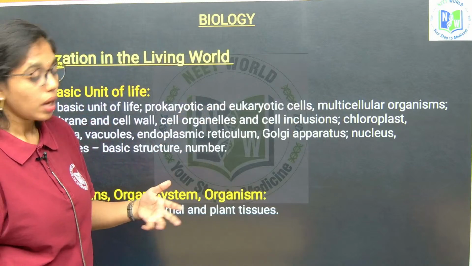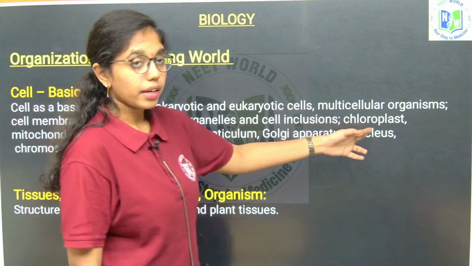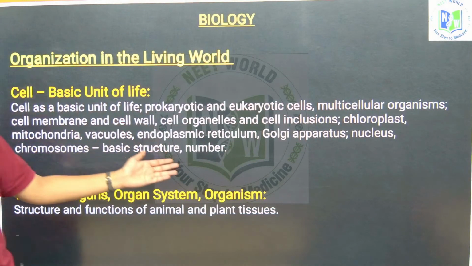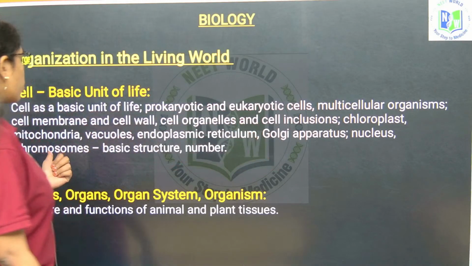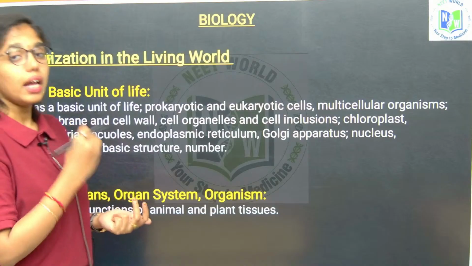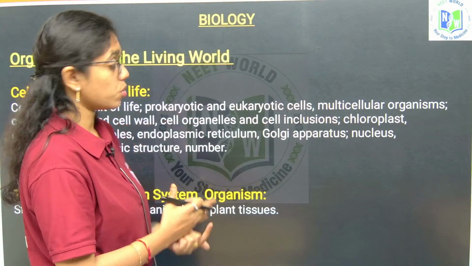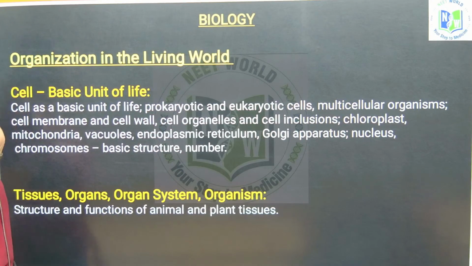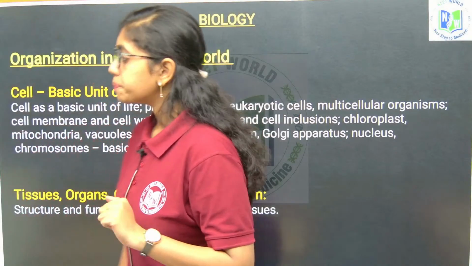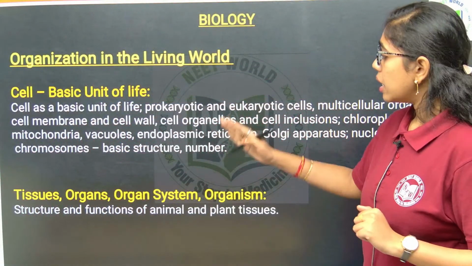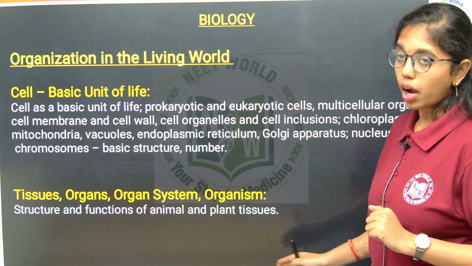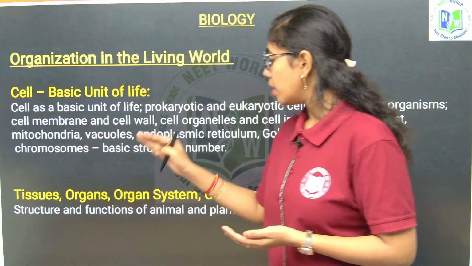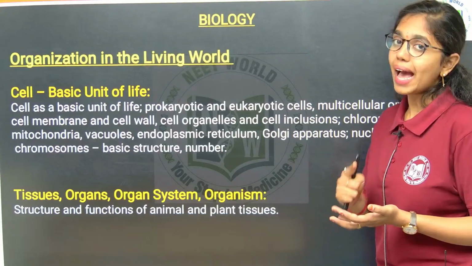like inclusions like mesosomes, and chloroplast, which is a double membrane bound organelle, mitochondria, vacuoles, endoplasmic reticulum, Golgi bodies, nucleus, chromosomes, its structure, number and shapes of the chromosome. This is the complete gist that we have to cover from the first chapter, that is cell, basic unit of life. And then we have to see tissues, organs, organ systems and organism. This is with respect to anatomy, wherein we have to focus on structure and functions of animal and plant tissues.